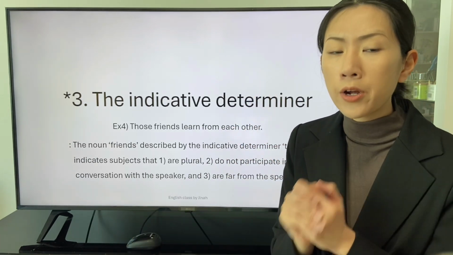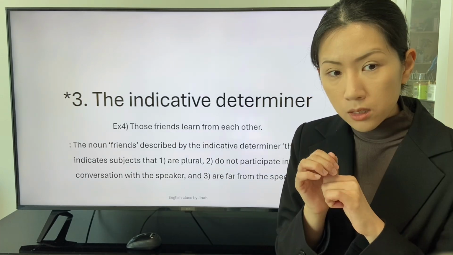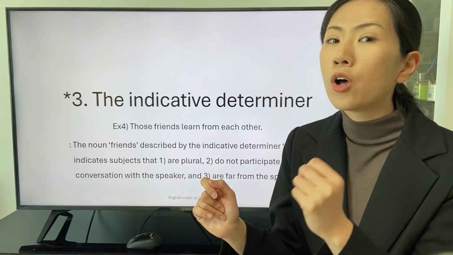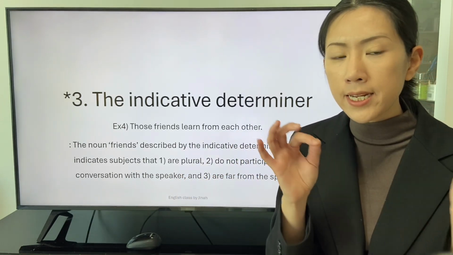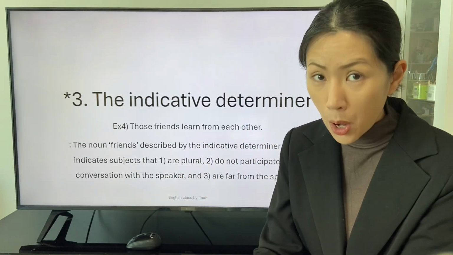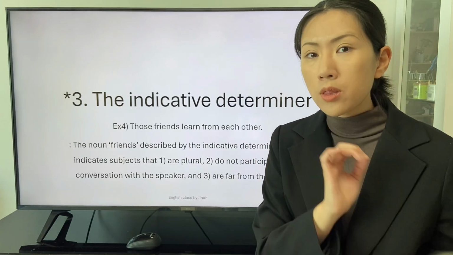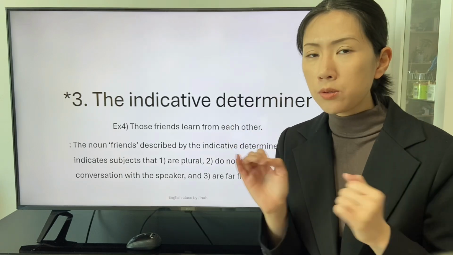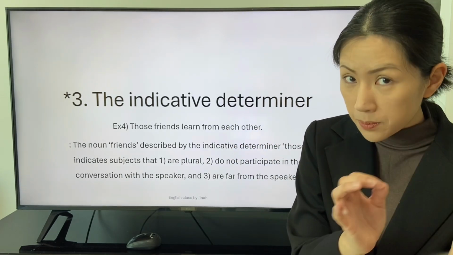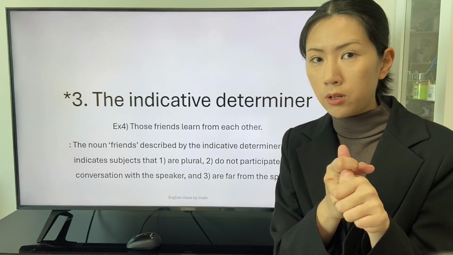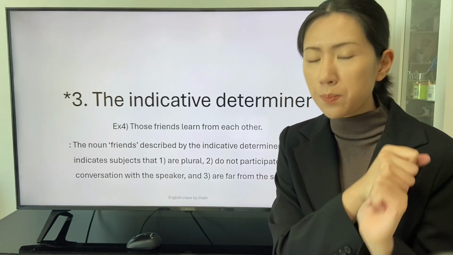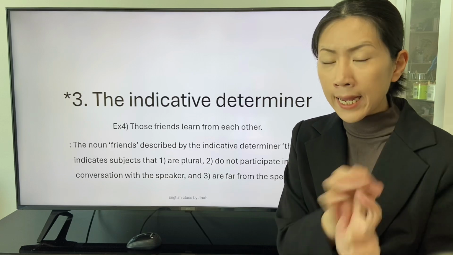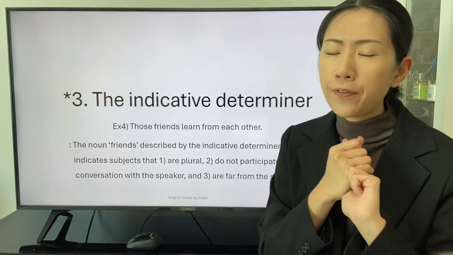Those friends learn from each other. The subjects indicated by the noun friends are described by the indicative determiner those. With the description by the indicative determiner those, we can know that the subjects are plural, are not the participants in the conversation with the speaker, and are far from the speaker.